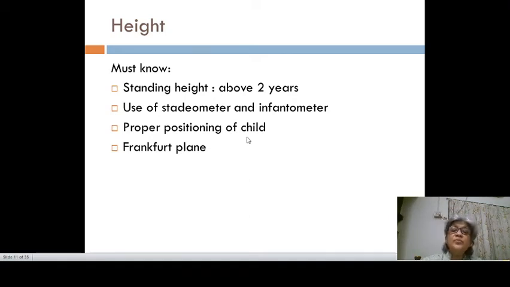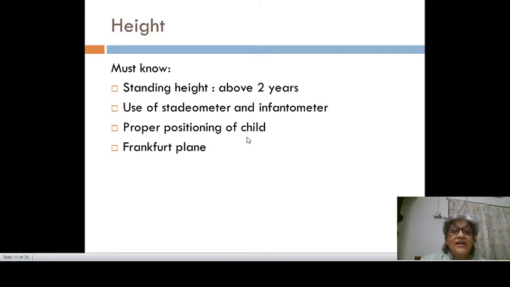Now the few important points to remember here: height refers to the standing height. Now when do we take a standing height? Do we start taking a standing height the moment the child learns to stand? No. Up to 2 years, even if the child can stand, there's a little bit of stooping. So the height that we get is less than the actual height. So up to 2 years, we take the lying down length. After that, we will measure the height. And the instrument used is a stadiometer for the standing height and an infantometer for the lying down height.